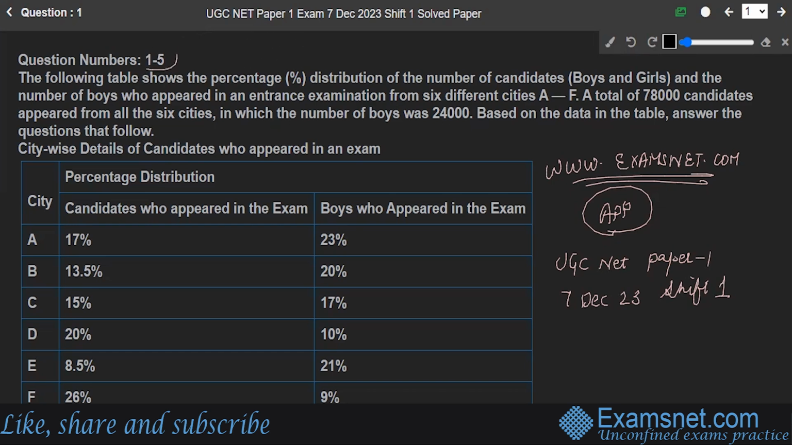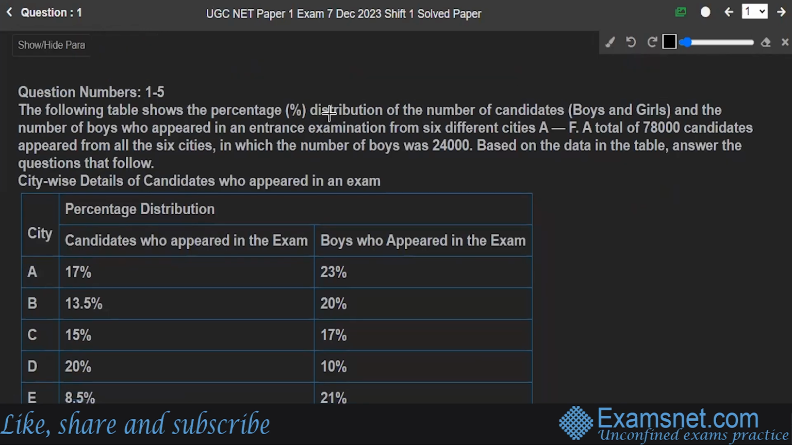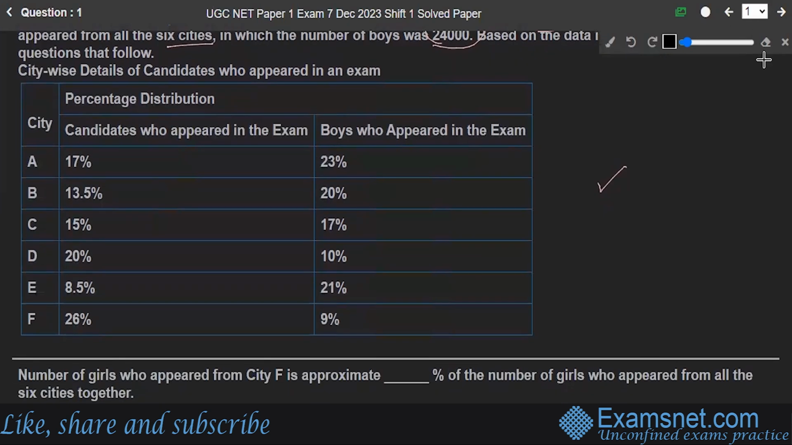Question number 1 to 5, you are going to have this table. So questions 1 to 5 will be based on this table that says, the following table shows a percentage distribution of the number of candidates, the boys and the girls, and the number of boys who appeared in an entrance examination from 6 different cities, A to F. A total of 78,000 candidates appeared from all the 6 cities, in which the number of boys were 24,000. Based on the data in this given table, you have to answer the questions. City-wise details of the candidates who appeared in the exams are like this: A, B, C, D, E, F, and the candidates who appeared for the exams, 17%, 13.5, and so on. Similarly, boys who appeared in the exam are given like this.